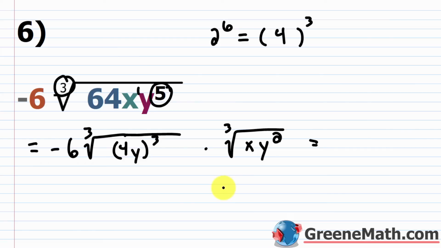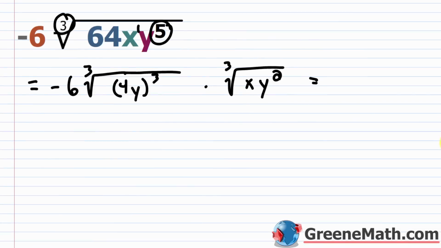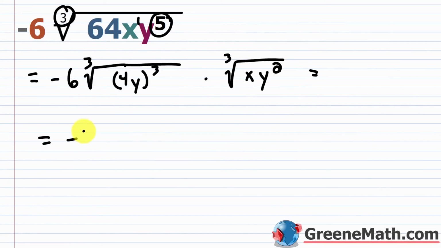When you first start out, you might have a lot of trouble with this, remembering things. So if you write it like this, you can see that index of 3 is going to cancel with that exponent of 3, and you'll be left with that 4y there. So let's come down here and say this is equal to negative 6 times. Again, the result of this is going to be 4y. And then times, you have your cube root of xy squared.